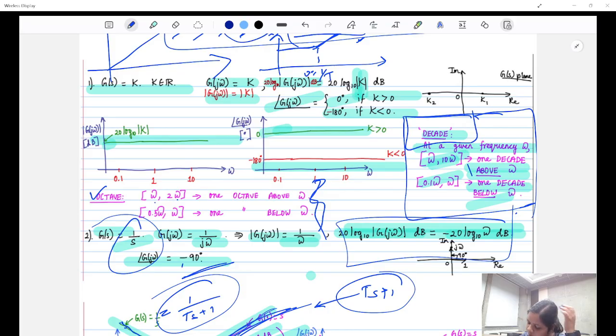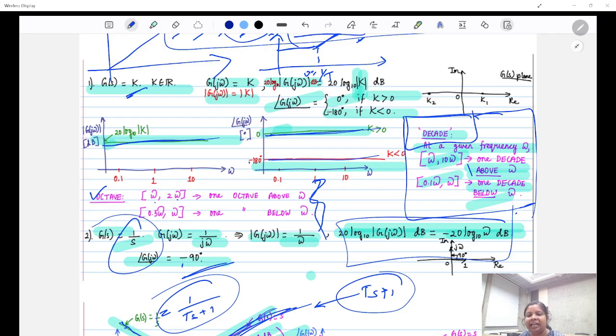Okay. So for the constant term that we have in the transfer function, you can see that it is going to be a straight line because it is just 20 log 10 K. So it's a constant term throughout for all range of omega, so it's going to be a constant line, right? If we go for phase, then there would be phase based on the sign of K. If K is greater than 0, then the phase is 0, and if K is negative, definitely we will have minus 180 degrees, right?